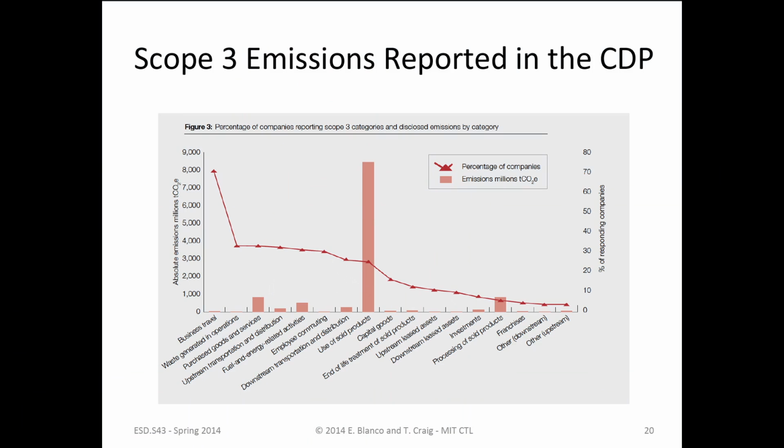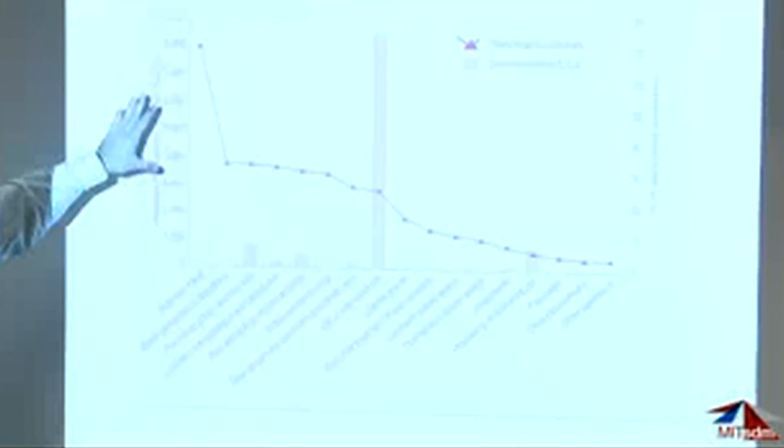So this is data from the Carbon Disclosure Project, from, I think, the 2014 report. So this would have been companies that reported their emissions to the CDP in 2013 out of the Financial Times 500. It was asking them the percentage of companies reporting scope 3 categories and how much the emissions were by category. So for a category like business travel, out of the 500 companies surveyed, almost 80% of them reported the emissions from business travel in their carbon footprint estimate, right? So you can tell that's by far the highest.